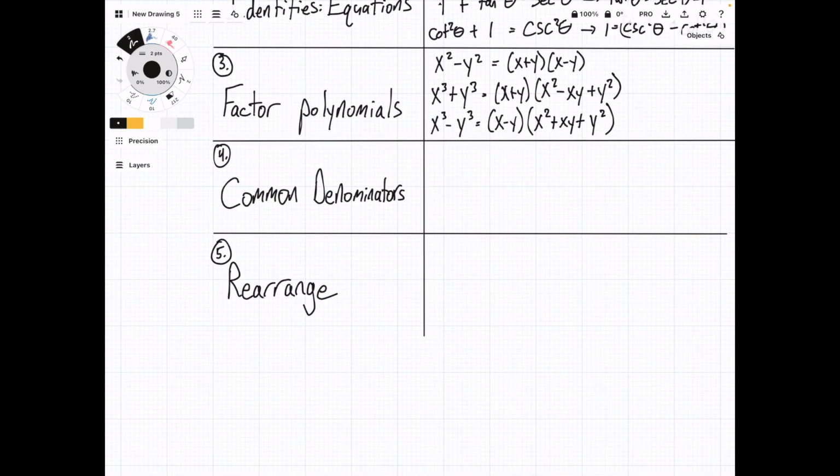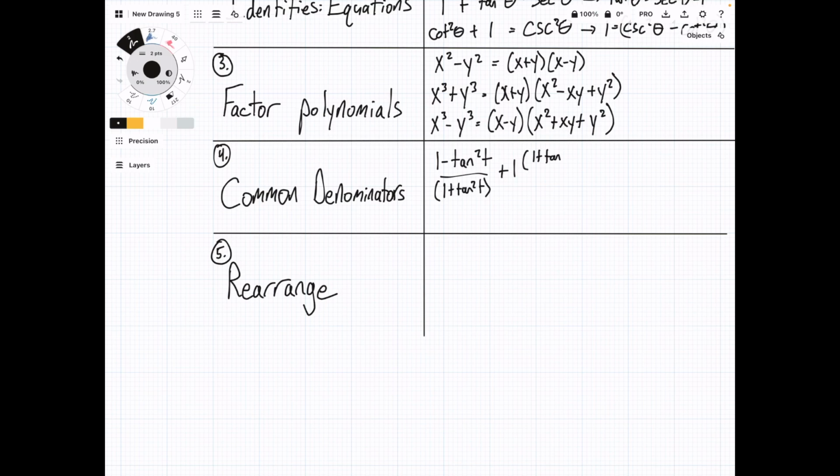Tip number 4 is to find common denominators. So a good example here is to show, say you have this expression that you're trying to solve for, 1 minus tan squared t over 1 plus tan squared t plus 1. And we need to figure out what this simplifies to. What you're going to do is see that this is the denominator, and you're going to try to get this side to have the same denominator.